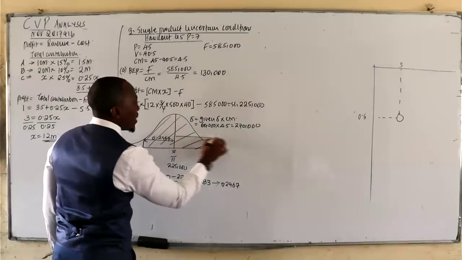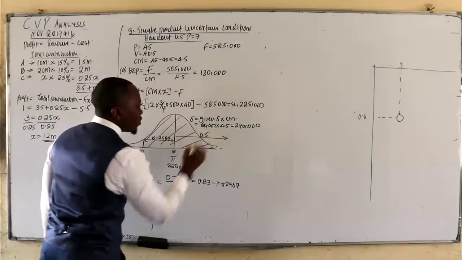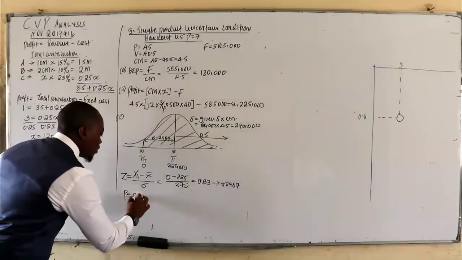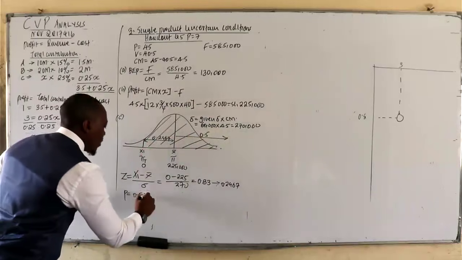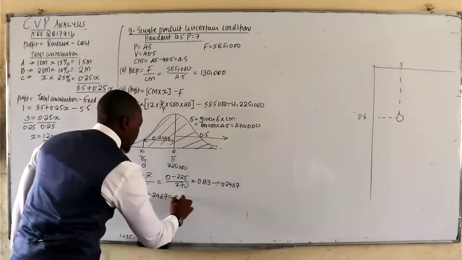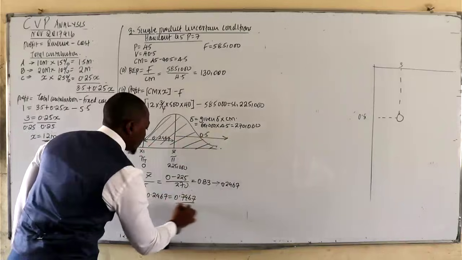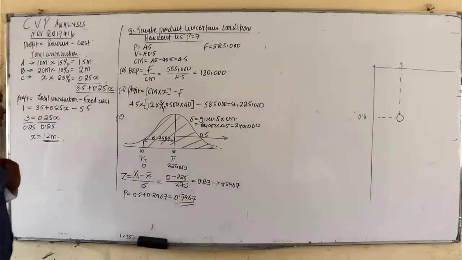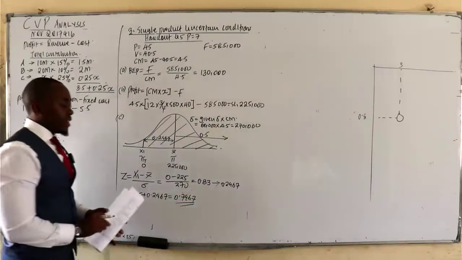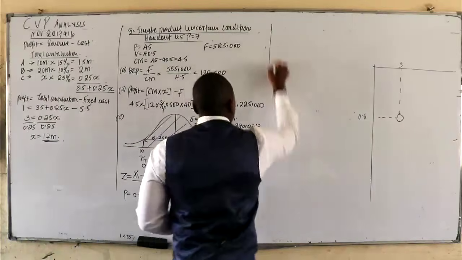We have two parts, and each is equivalent to 0.5. Therefore, the probability to break even will be 0.5 plus 0.2967, which is 0.7967. The probability that the company will break even is 0.7967. Okay.